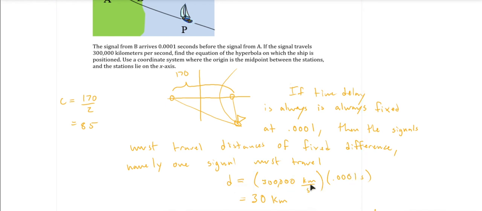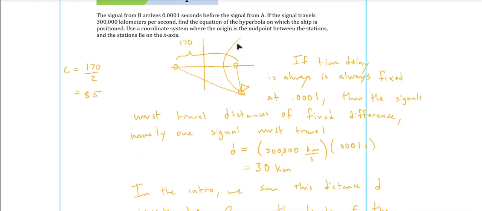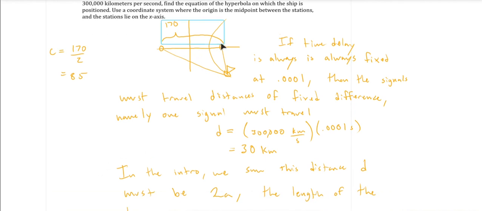Well, that's going to be the speed at which the signal is traveling times the time delay. The difference between these two paths is going to be 30 kilometers. And in order to keep that the case, we're going to have to stay on this hyperbola. So now, if I know that these are 170 kilometers apart, with these radio stations playing the role of our foci, then 85 is going to be half of that, which will be our value of c, or the distance from some middle point origin over to those radio stations.